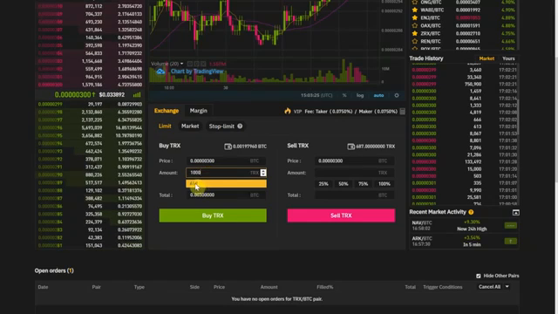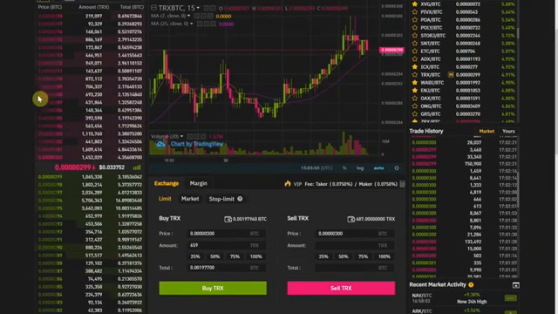I don't have enough BTC to buy 1,000 TRX, but you can also use the percentages. So let's say I wanted to buy with 100% of all my BTC holdings, which are here. You just click 100% and you buy at 300.